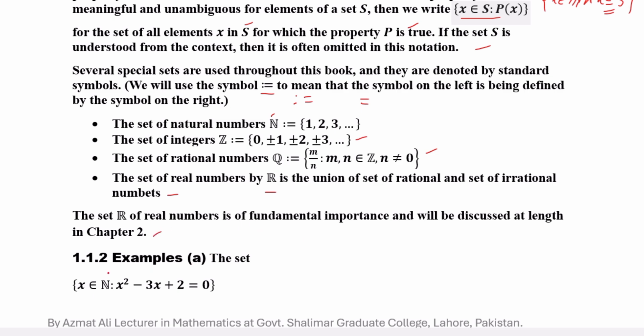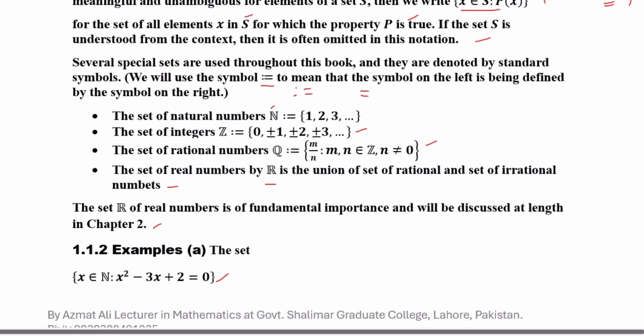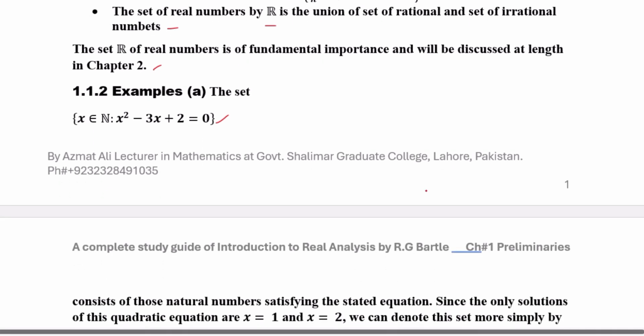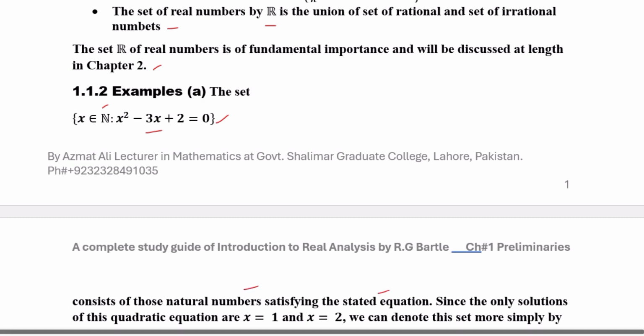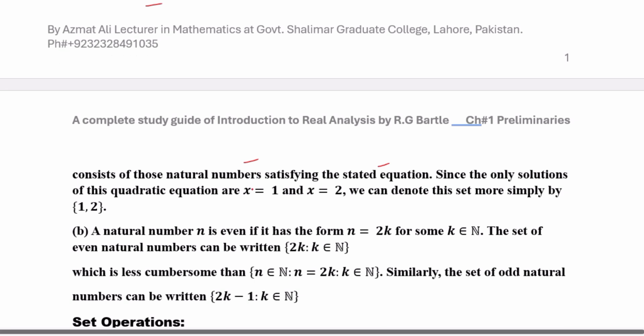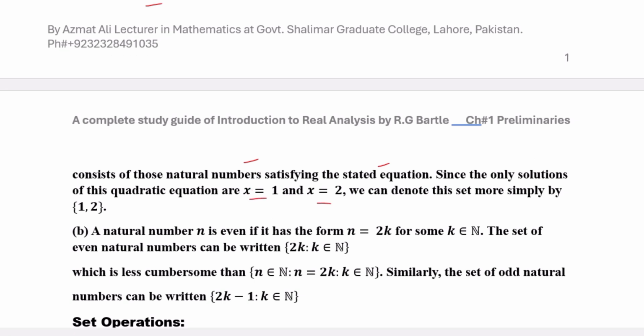This is the first example available in your book. Actually, this is the set builder form of a set. In this set, there is a quadratic equation whose roots are integers. The set of x belonging to N such that x squared minus 3x plus 2 equals 0 consists of those natural numbers satisfying the equation. Since the only solutions of this quadratic equation are x equal to 1 and x equal to 2, we can denote this set more simply like this.